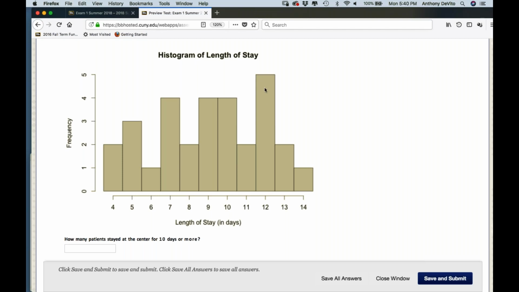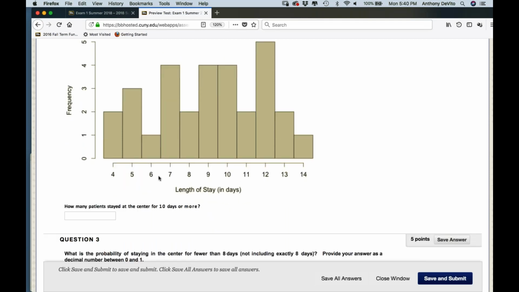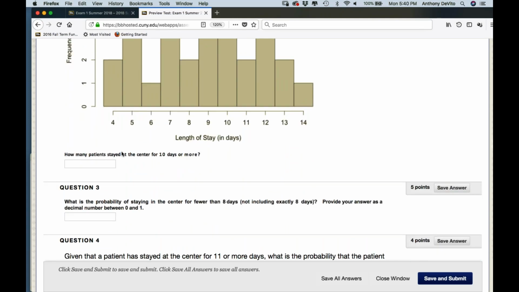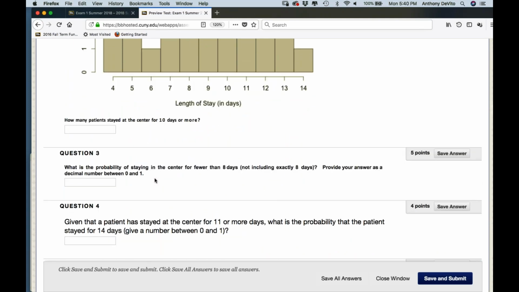5 people stayed for 12 days. The lowest is either 6 days or 14 days. Only one person stayed for exactly 6 days and one for 14 days. So the x-axis is the length of stay in days. The y-axis is the frequency, the number of people that are represented in that number of days stay.